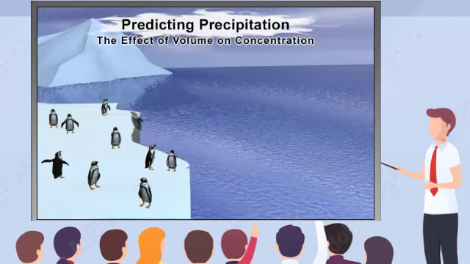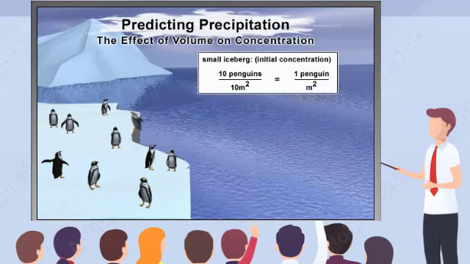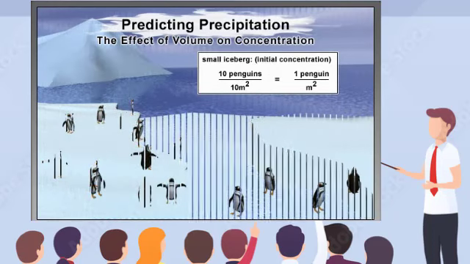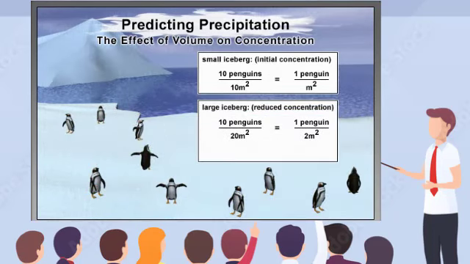This is the reverse situation of what happened in the penguin example shown earlier. If 10 penguins are confined to a 10 square meter area, the concentration is 1 penguin per square meter. If the iceberg is doubled in area, then the 10 penguins occupy 20 square meters, or 1 penguin every 2 square meters. Now that a penguin is found every 2 square meters, the concentration of penguins is 1/2 the original concentration.